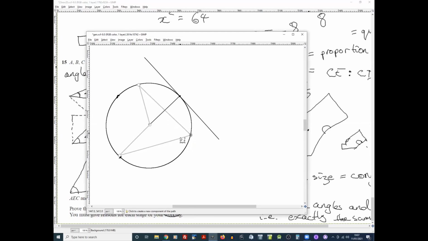Can you guess what this angle is, roughly? 60-ish? Yes. When the angle at the center was 90, the angle at the circumference was? Half. Yes, 45. When the angle at the center is 120, the angle at the circumference is? 60.